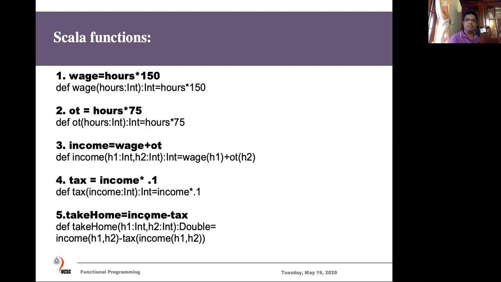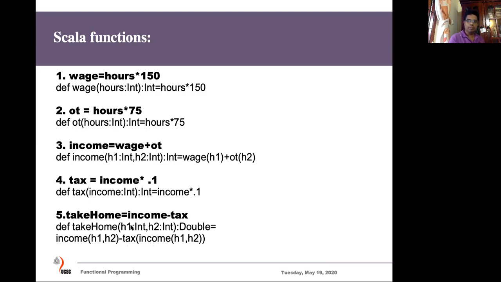Then we could implement the take home function. The take home function should take two inputs, that is H1 and H2. H1 is the normal working hours, H2 is the OT hours. The return type is double, obviously. After the equal sign, we implement the function. The function definition is, we need to first calculate the total income, that is this function. We pass H1 and H2 to that. When you pass that, it returns the employee's total income. Then we have to reduce the tax from it. So we call the tax function. The tax function requires income. Because of that, inside the tax function, we call the income function again with H1 and H2 given. So then what happens?